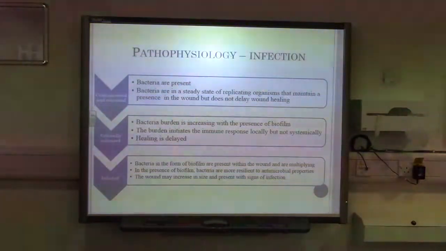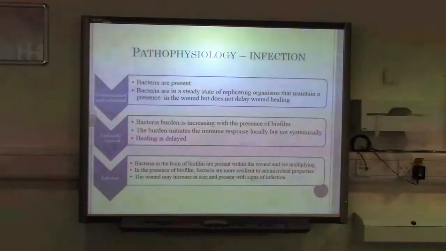When they're critically colonised, the bacterial burden on the wound is increasing, and there's also potentially that presence of biofilm. So biofilm is when the bacteria become enclosed in a matrix, and this then means that they're more resilient to potentially those neutrophils and our own human bodies trying to get rid of that infection. So the burden will initiate the immune response locally whenever there's critical colonisation, but not systemically, and healing is delayed at this point. So this is what's going to cause the wound to become more chronic.